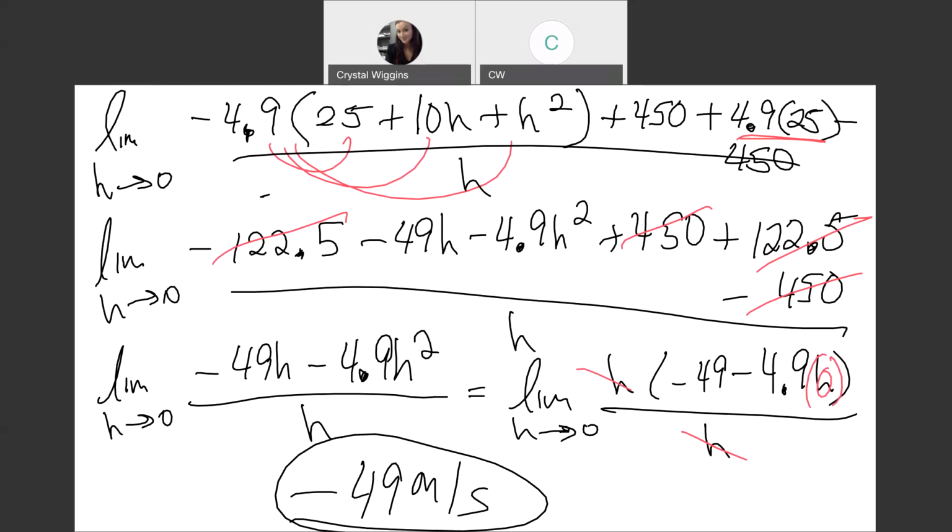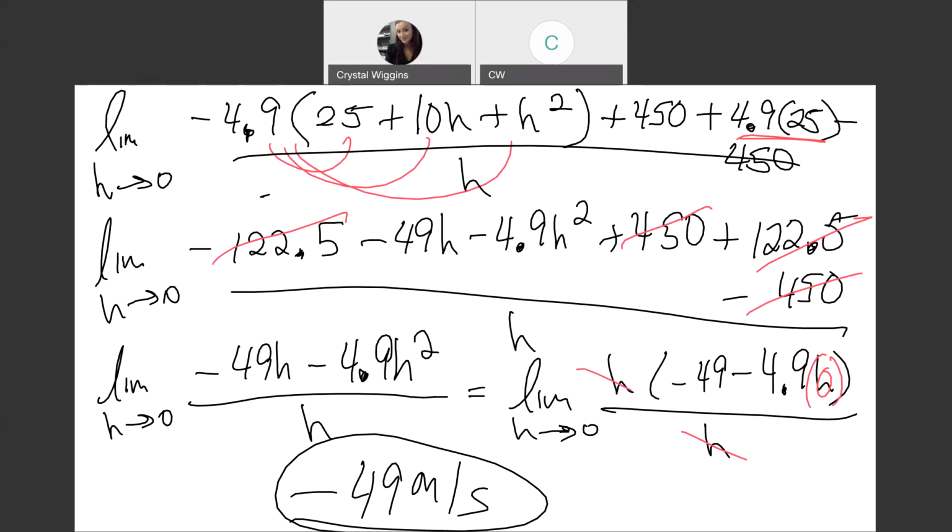Now, why is it negative? It's because it tells you the direction in which the ball is going. Since it's negative 49 meters per second, it is stating that the ball is going down, towards the ground, at 49 meters per second in speed.